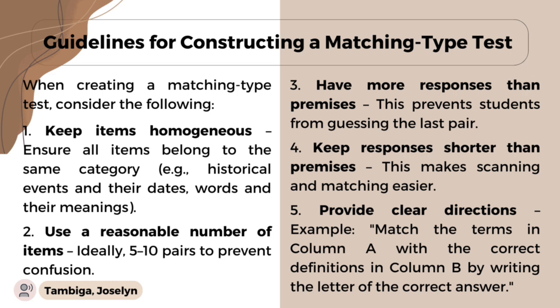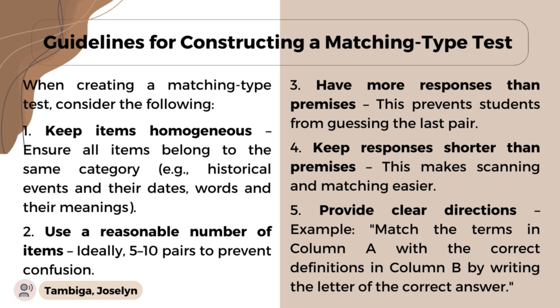Having too many can overwhelm the students, make the test harder to answer, and may lead to confusion. Third, have more responses than premises. Premises are the items in column A, and responses are the choices in column B. Column B should have more options than column A. By having extra options in column B, students can't just guess the last one by elimination.